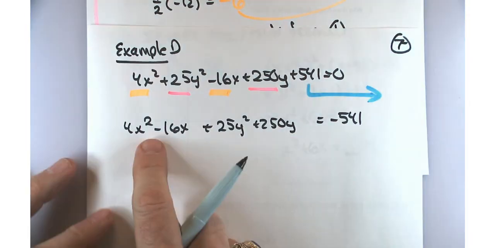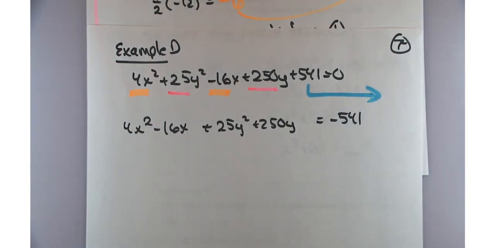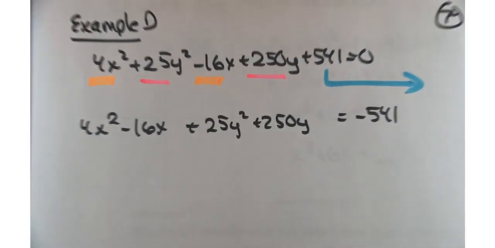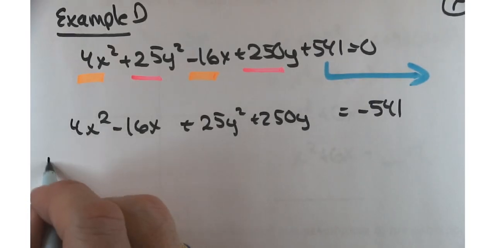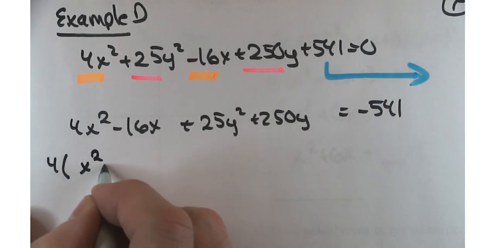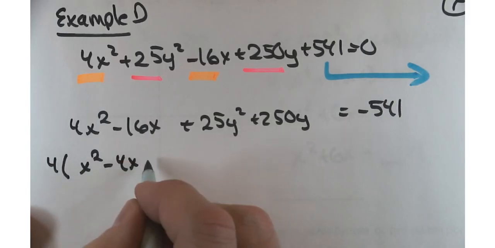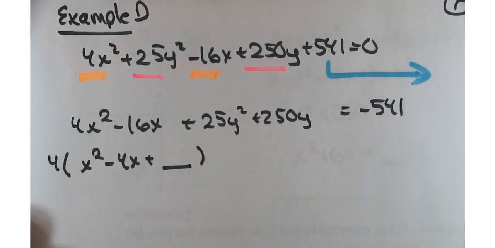A lot of people want to factor out the greatest common factor between these two. That's not what you want to do. Instead, what you want to do is factor out just the 4. So if I factor out just the 4, it's going to leave behind x squared minus 4x. Leave yourself a little space there. x squared minus 4x. We're going to fill that in with the right number to help ourselves out.